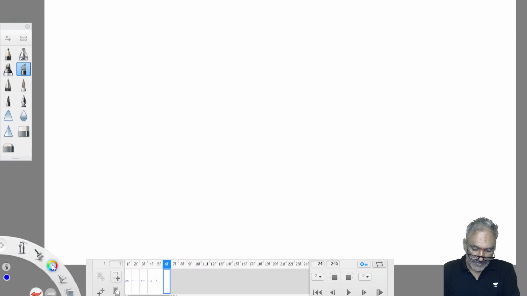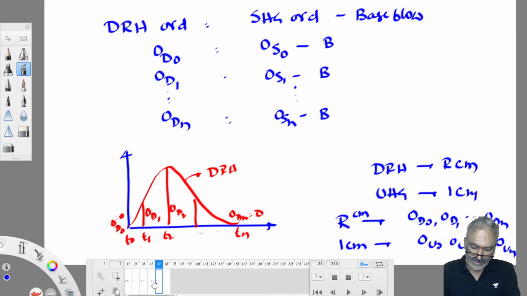So how to derive them? We derive the ordinates of the unit hydrograph. R centimeter produces that much amount of runoff; 1 centimeter produces how much? Five mangoes cost 50 rupees. What is the cost of 1 mango? 50 by 5, something like that. So R centimeter produces that much discharge, and 1 centimeter produces how much discharge at respective time intervals. This is how we can work it out.